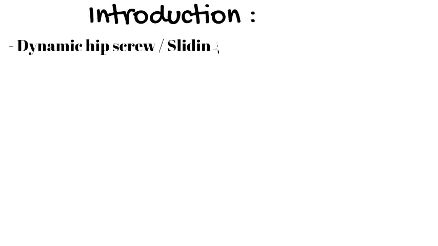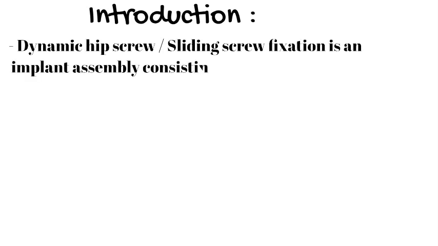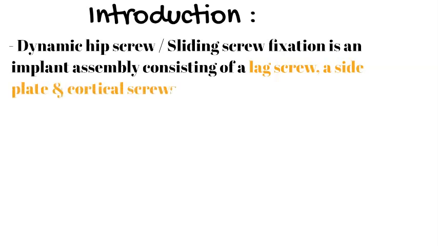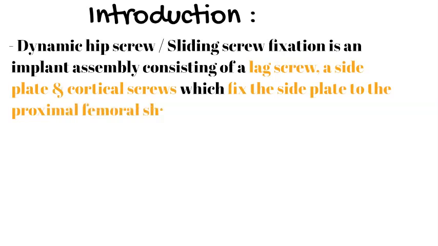As an introduction, dynamic hip screw or sliding screw fixation is an implant assembly consisting of a leg screw, a side plate, and cortical screw which fix the side plate to the proximal femoral shaft.